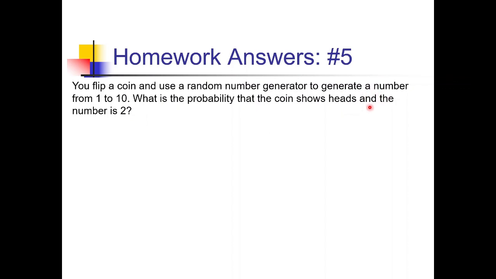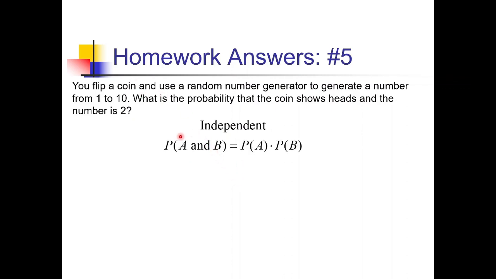So since we're looking for an "and" kind of statement here, that means we have to think about, are these two events independent or dependent? Well, flipping a coin doesn't change your random number generator at all. It doesn't change what it can generate. So these are independent events. They don't affect each other's sample spaces. So we're going to figure them out individually and then multiply the probabilities together.